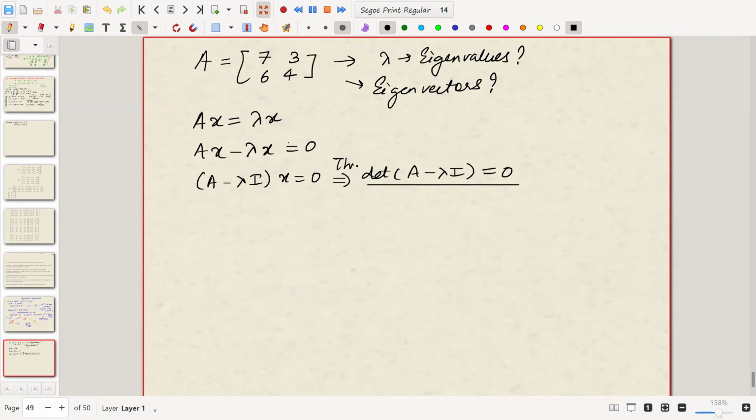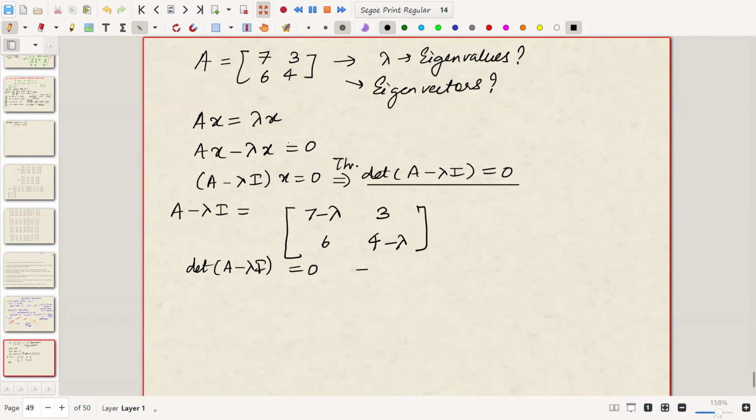What is A minus lambda I? Can you tell? A minus lambda I will be another matrix, isn't it? You just subtract lambda from the diagonal entries. So this will be the matrix A minus lambda I. Now I am interested in taking the determinant. Determinant of A minus lambda I is equal to 0. So what will we get? Determinant of this quantity, 7 minus lambda, 3, 6, 4 minus lambda, equals 0.